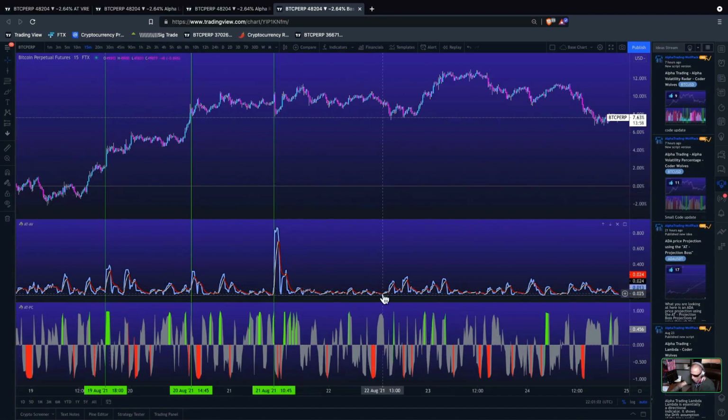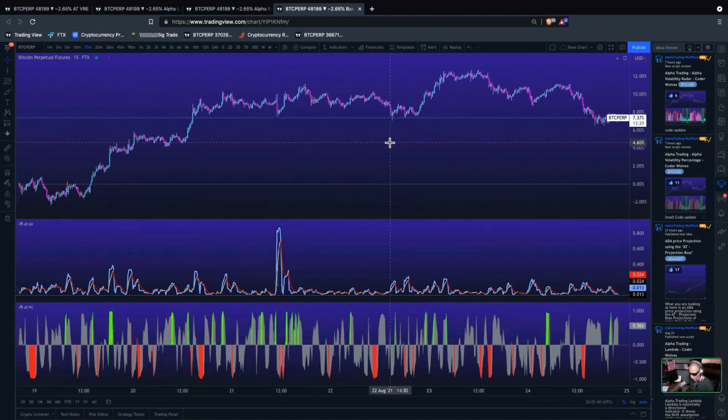Every little rise in variance right here, pop, pop, pop, pop. All these little pops, correlation is breaking one way or the other, giving you direction. Understand that. Learn that. Learn how to use the alpha trading indicators. The Pearson correlation is very important to correlate non-directional volatility indicators to price action. Once you figure out the basics of that, then move on.